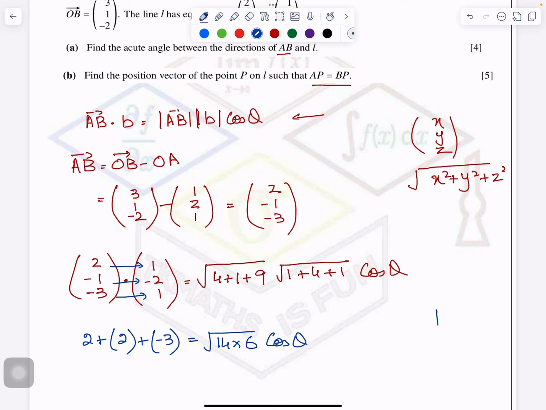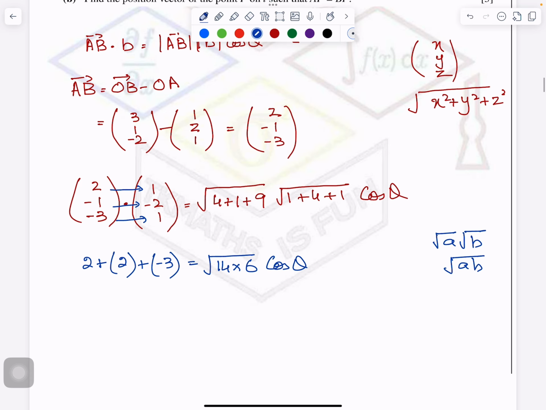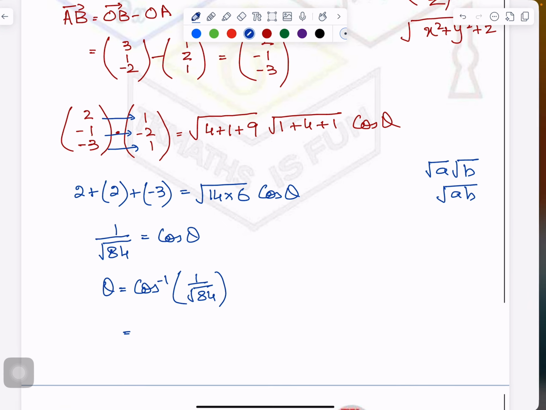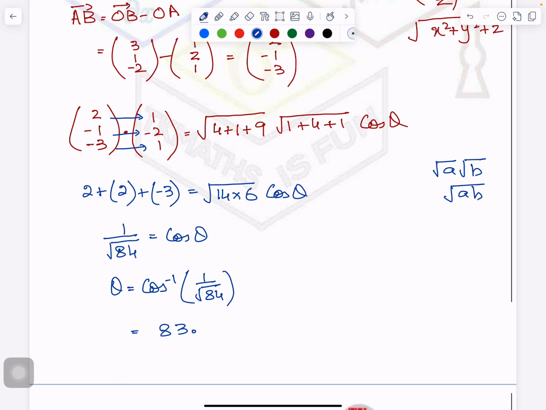I am sure you know that if you have a square root of a times the square root of b, it is equivalent to square root of a times b. So 4 minus 3 is 1 divided by 14 times 6 is 84 is equal to cos theta. Now please take your calculator and find out the angle. I am doing the same thing. So it will be 83.7. Angle we always give in 1 decimal place, right?